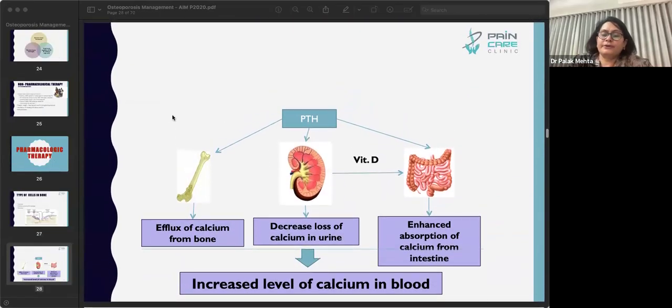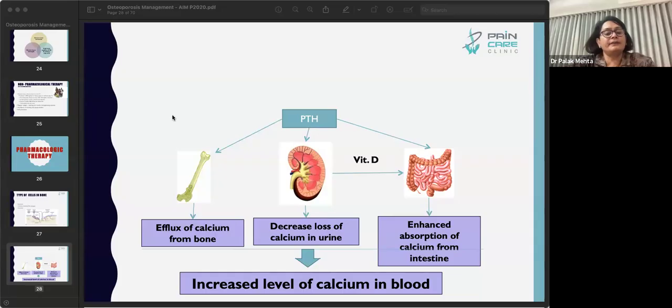The most important hormone in the treatment of osteoporosis is parathyroid hormone. So what does parathyroid hormone do? It has effects at three vital structures. One, it maintains the serum calcium level. How? It decreases loss of calcium in the urine and enhances the absorption of calcium from the intestine. In that way, it maintains the serum calcium level.